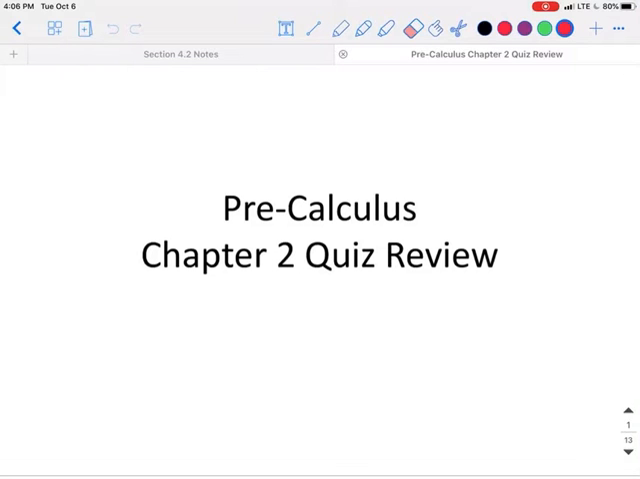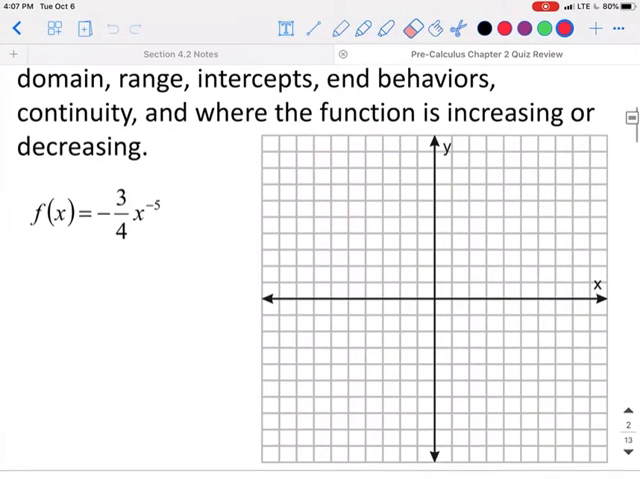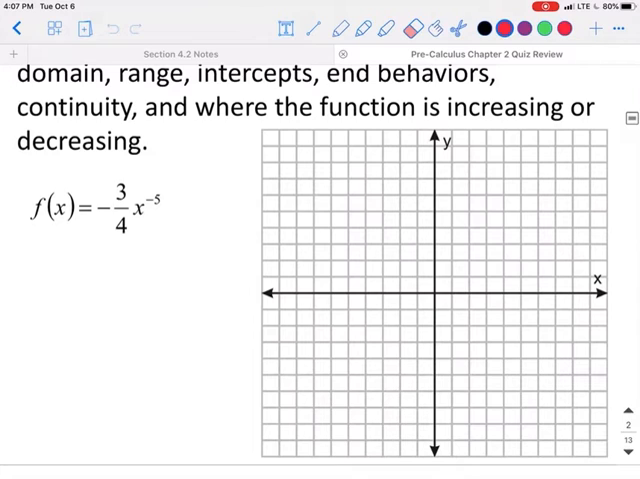This is Pre-Calc Chapter 2 Quiz Review. Graph and analyze the function, describe the domain, range, intercepts, and behaviors, continuity, and where the function is increasing or decreasing. So we're going to start by putting the equation into our y equals and graphing the function.